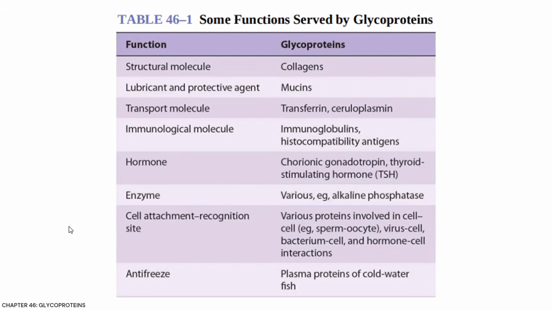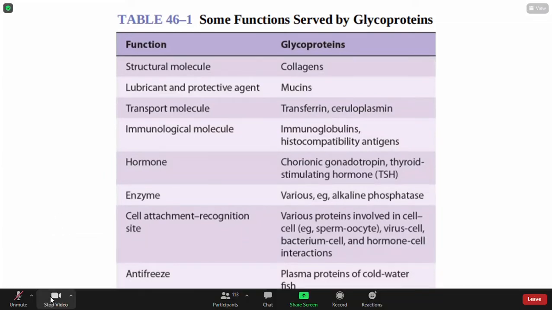And then antifreeze. This is plasma proteins of the cold water fish. So you might be wondering why the fish that are found in the North Pole or the South Pole, where the water is very, very cold, don't get frozen. They're living under the ice. No, the polar ice caps. They're underwater. Okay. So the glycoprotein acts as antifreeze.